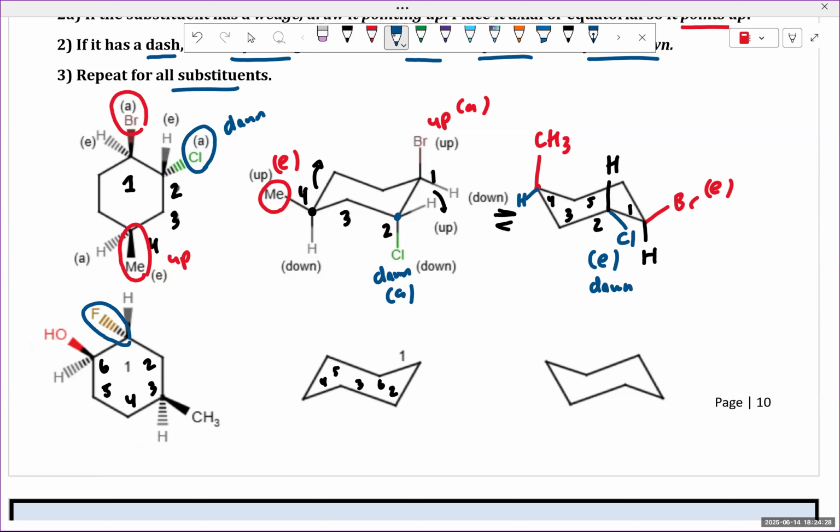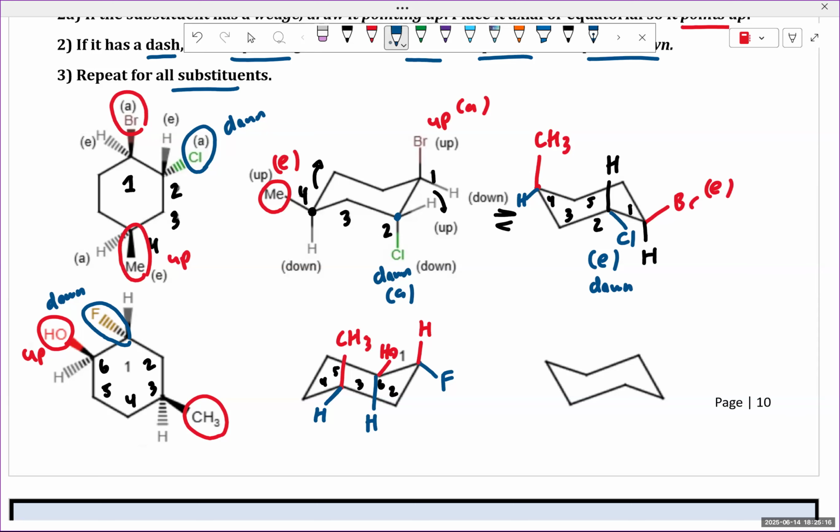At carbon 1, we have the fluorine, which has a dash, which means it's pointing down. At carbon 1, the position that's pointing down is the equatorial position. The hydrogen is pointing up. Carbon 2, nothing of interest. Carbon 3, we have the methyl group with a wedge, which means it's pointing up. That would be the axial up position. From here, carbon 6 is the next carbon of interest. The alcohol has a wedge, so it's pointing up. The up position in this case would be the equatorial position.